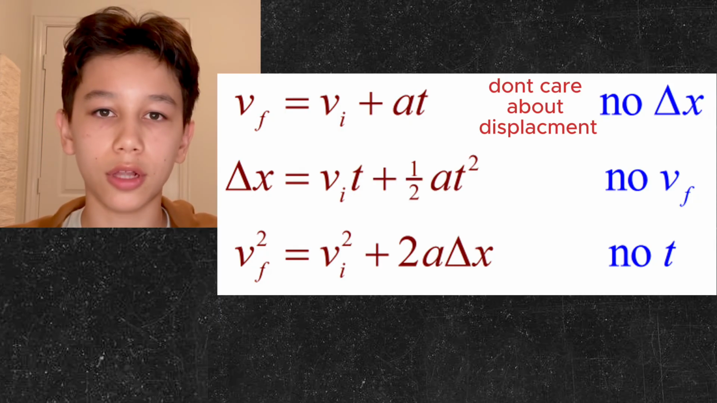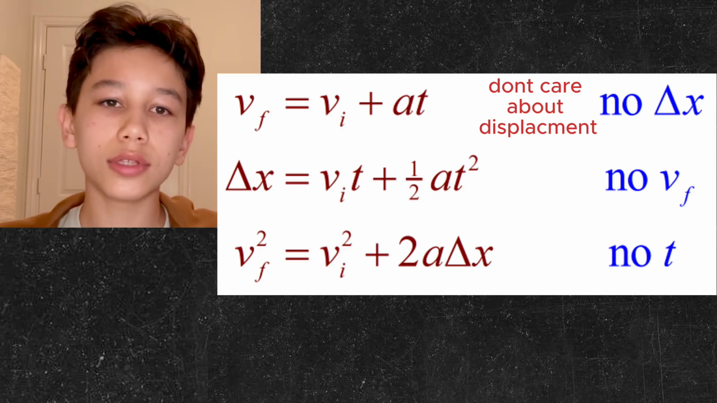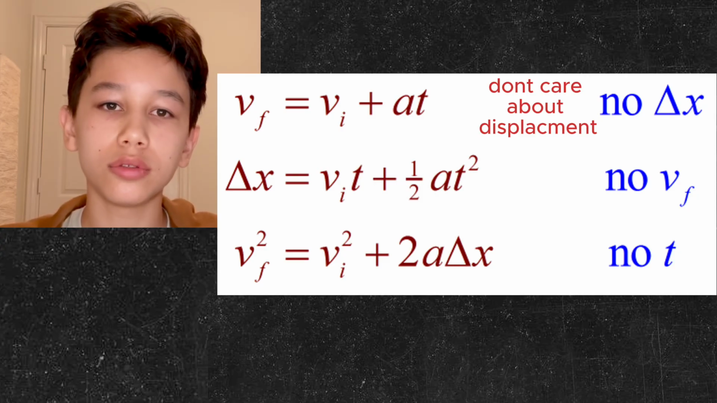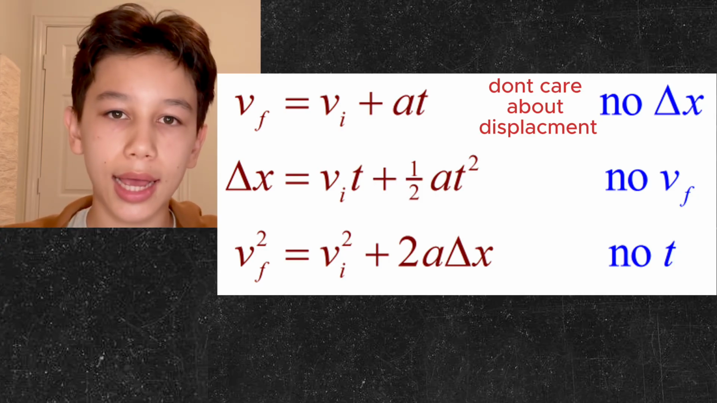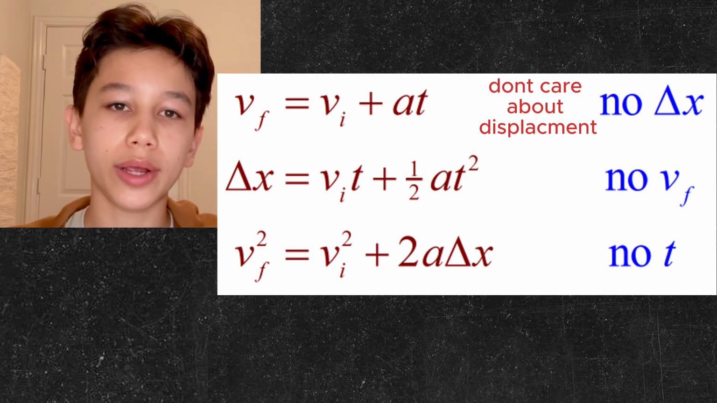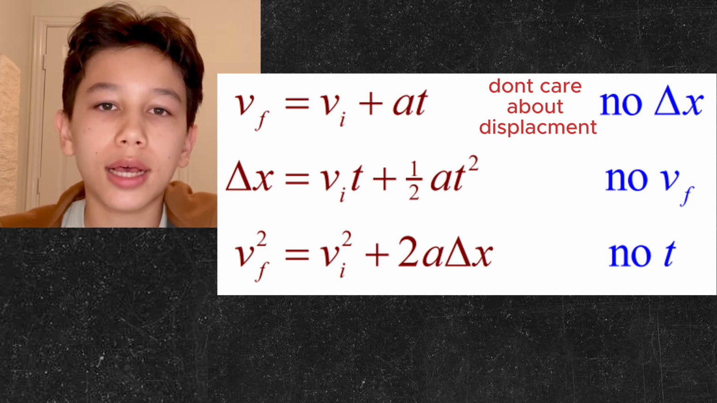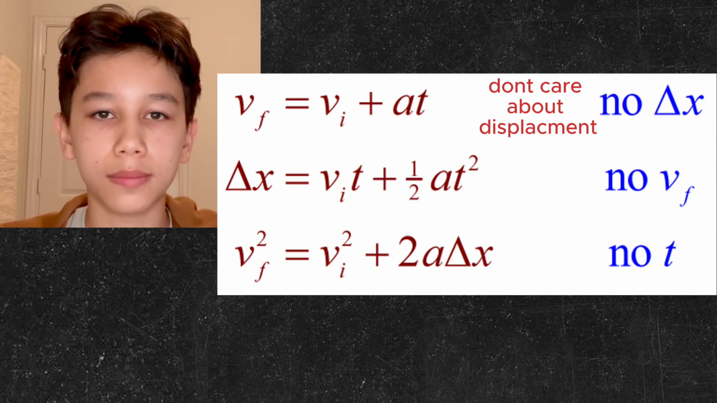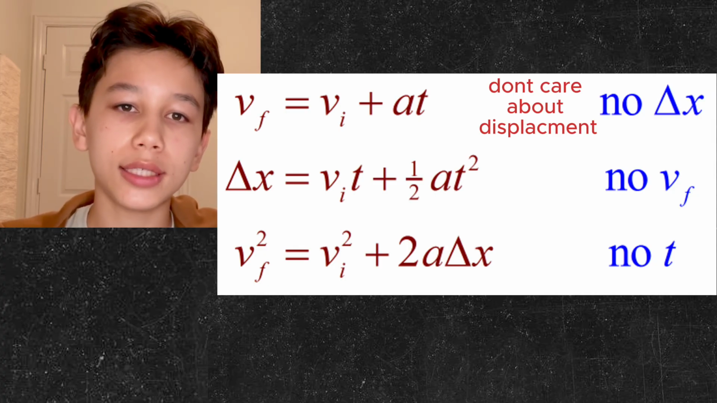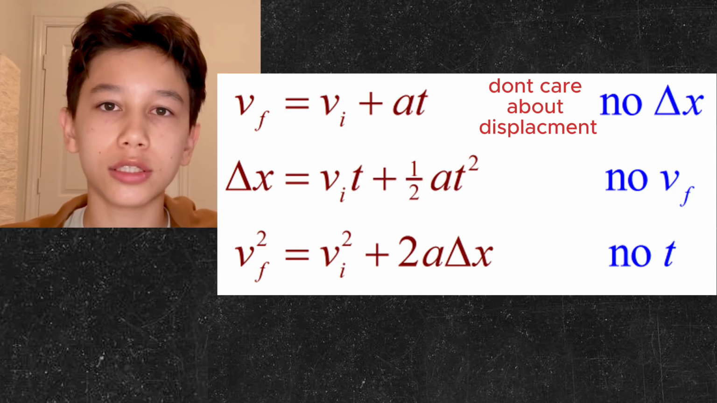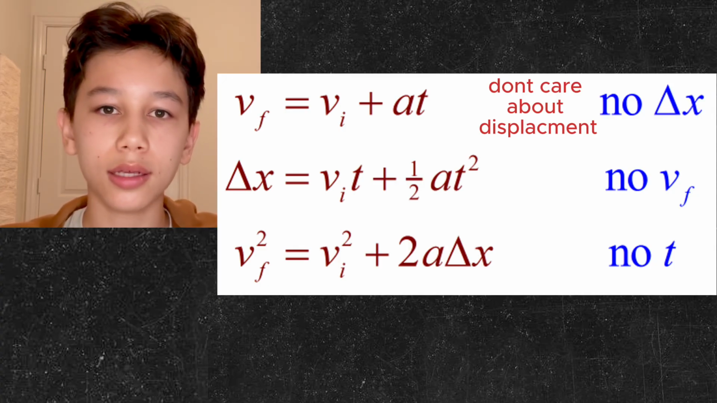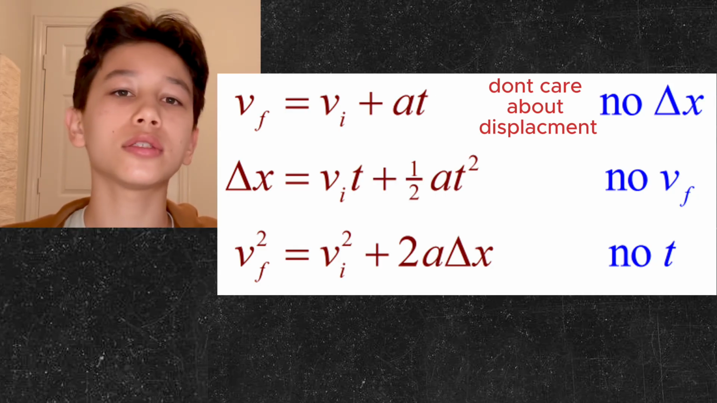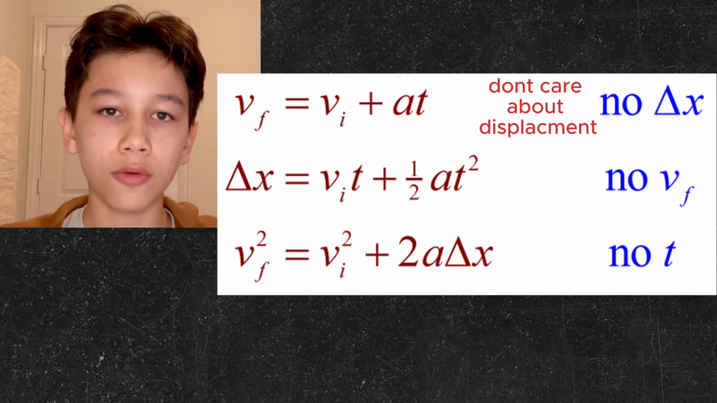So the next equation, delta x, or change in x, is equal to initial velocity times time plus 1/2 at squared. So this equation tells us about the change in position, or displacement, of an object. So the vit term is the initial velocity, the starting velocity, so how fast you're going at the beginning, times time. So basically, how fast you're going times how long you're traveling, that tells you how far you went. So that's basically what the equation is.